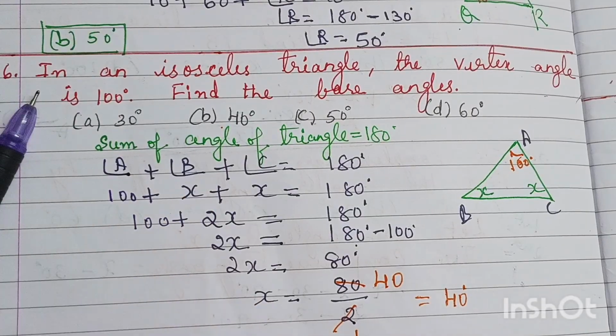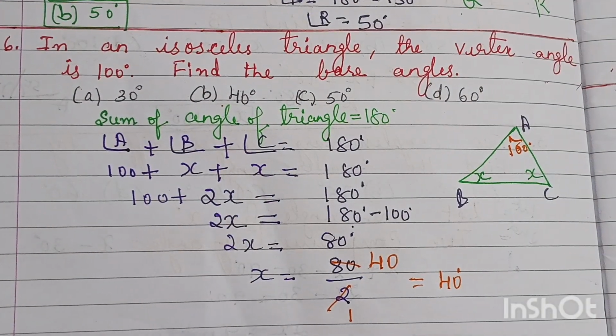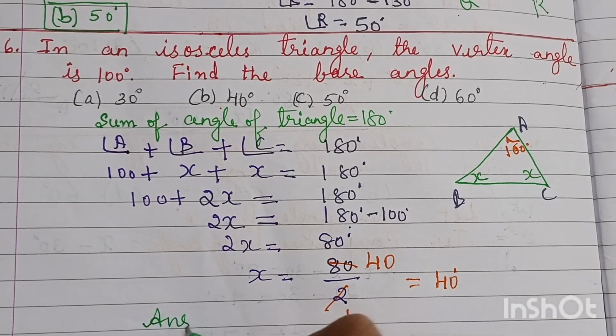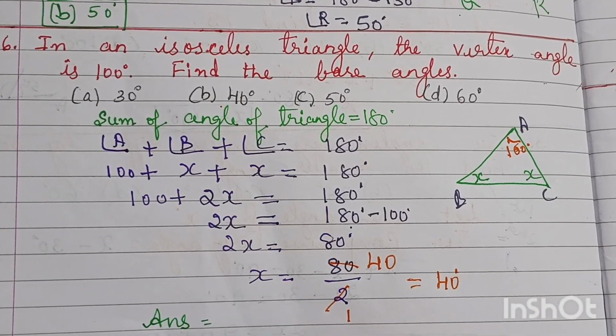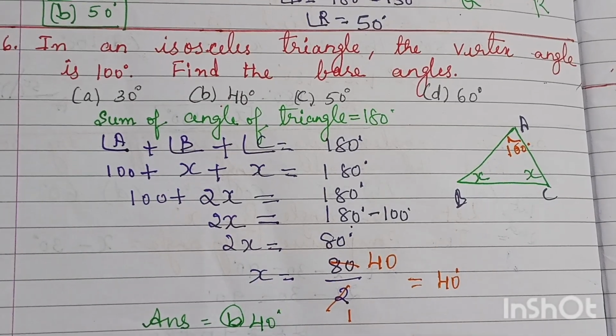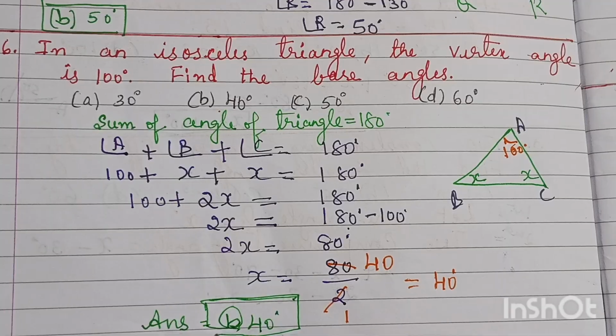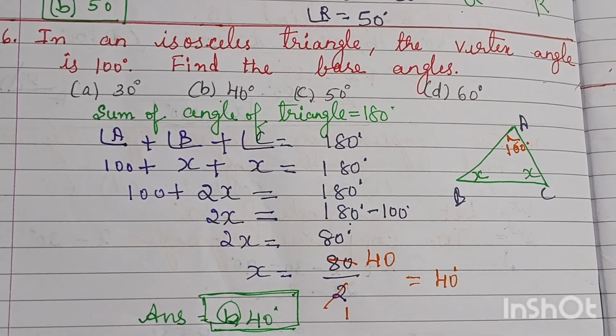So try to write in 10th standard exam type pattern. How should the answer be written? The answer is B, 40 degree. This way you have to write the answer. B, 40 degree is the answer.